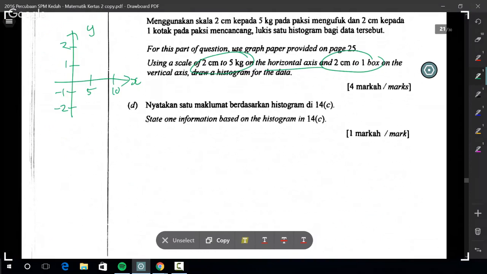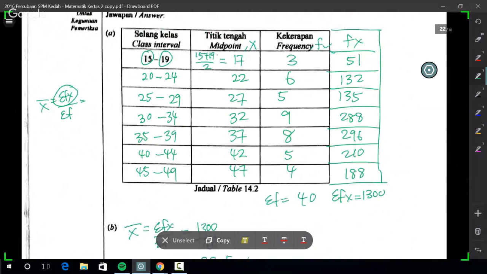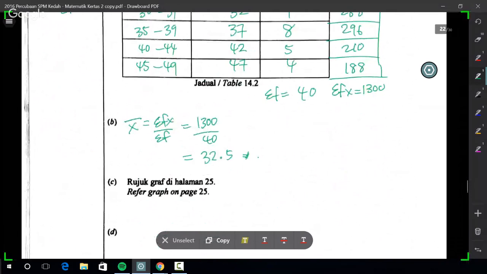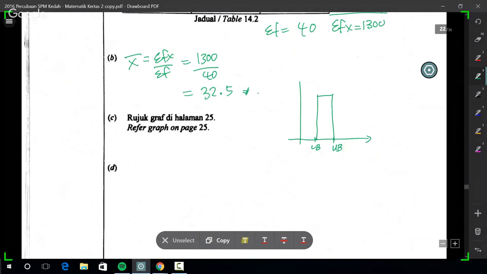Of course, they ask you to draw a histogram. A histogram means you don't have the negative zone. It's always positive. All right, so I will need to draw a histogram. Since I have the midpoint already, I'm going to use the midpoint to draw the histogram. Because for a histogram, you actually have two choices. You can use the lower boundary and upper boundary to draw it, or you can use the midpoint to draw it. But what is the difference?